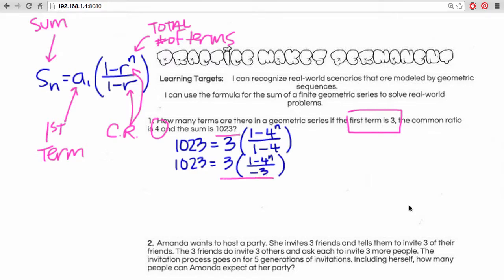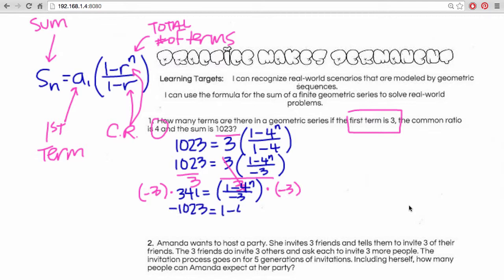What we can do is divide both sides by 3, and so we get 341 equals 1 minus 4 to the n over negative 3. Let's get rid of our denominator, so let's multiply both sides by negative 3. And so we get negative 1023 equals 1 minus 4 to the n.